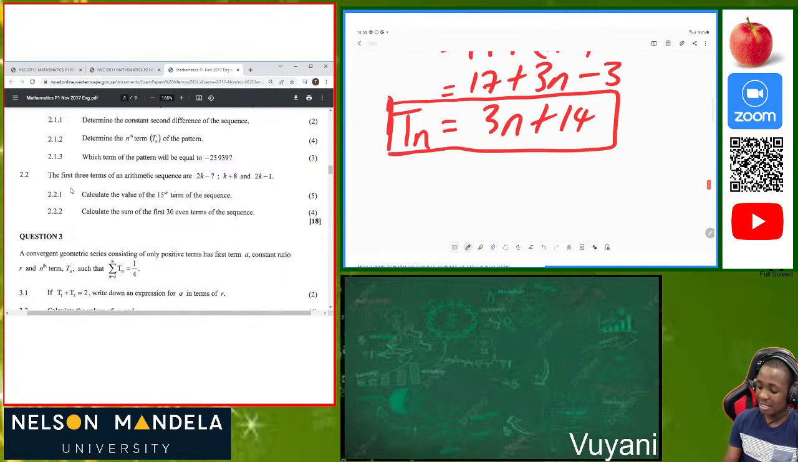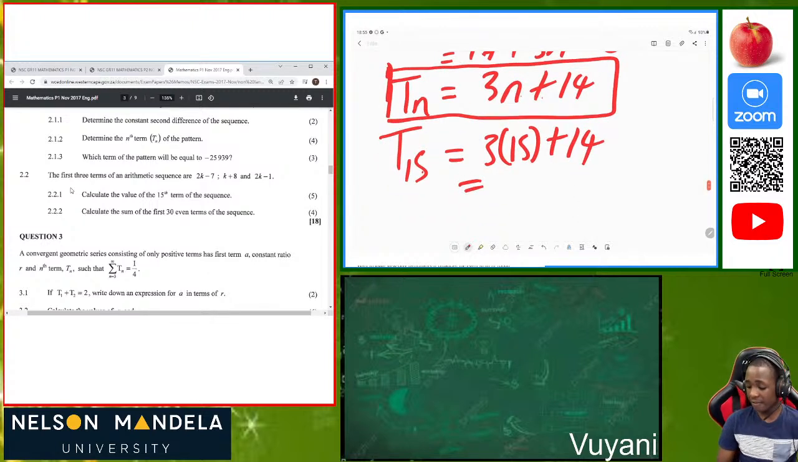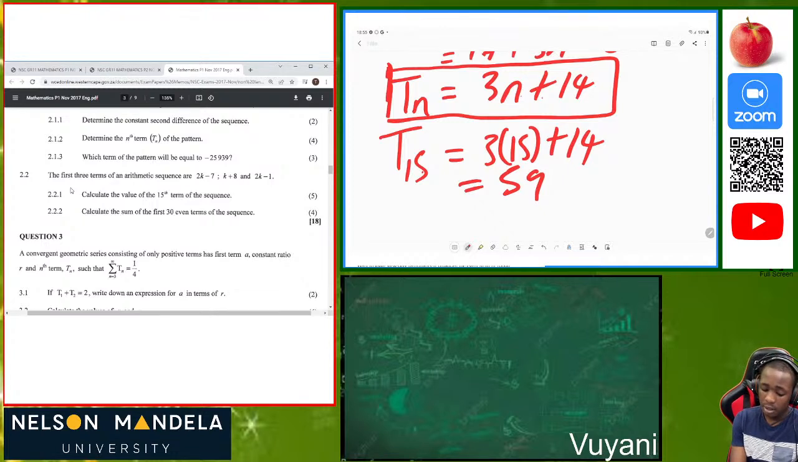We are told to calculate T15, the 15th term. So now we are substituting where there is n, we are putting 15. So also on our general term, where there is n, we put 15. So it's going to be 3 times 15 plus 14. 3 times 15, 45. 45 plus 14, that's 45 plus 10, 55 plus 4, 59. So our T15 must be equivalent to positive 59.